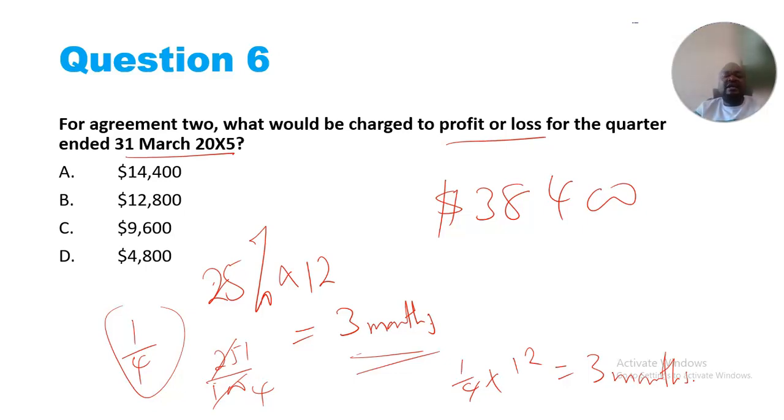So the examiner is now saying, for 3 months, how much shall we expense? We divide the total amount by 3: 38,400 divided by 3 is 12,800. That's the amount we need to expense to the statement of profit or loss.